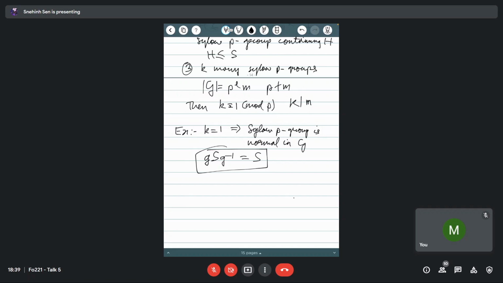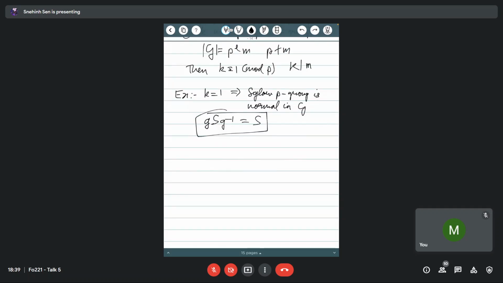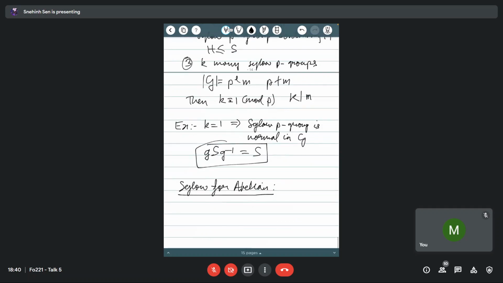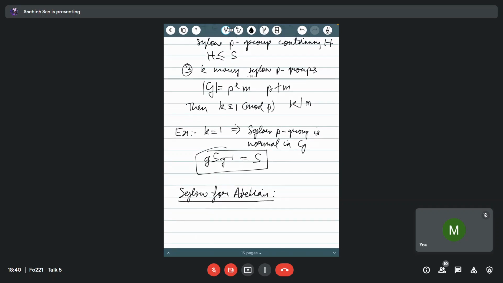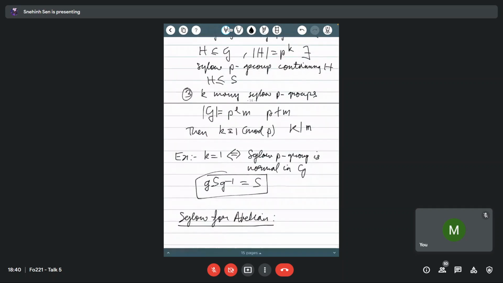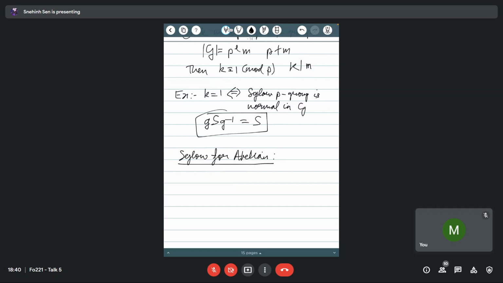Okay, so now you have Sylow's theorem. For abelian groups, this becomes kind of fascinating and also degenerate. It's very easy. Sylow for abelian, I'll call it. Now you look at 2. And 2 says that any two Sylow subgroups are conjugates, right? And actually, by 2, K is equal to 1 if and only if this holds. But any subgroup of an abelian group is normal. So the Sylow P group is unique in an abelian group, no matter what your group is.